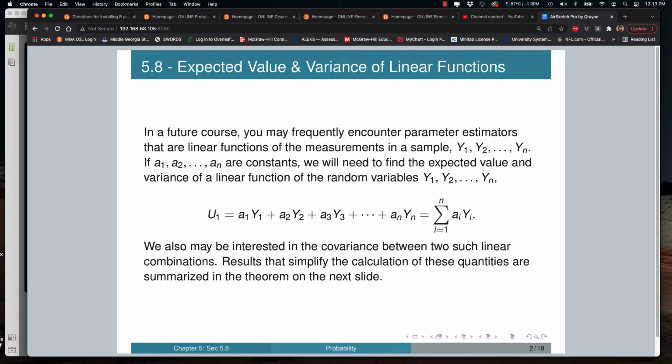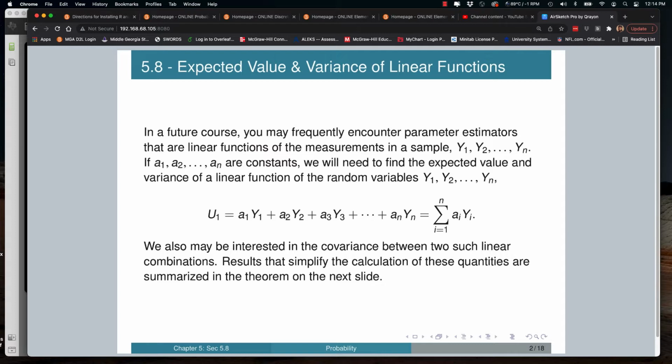But you may infrequently encounter some parameter estimators. Parameter estimators meaning parameters mu, the population mean, and sigma, or sigma squared, the population standard deviation or variance, that are in linear functions. We've kind of done stuff similar to this already, but this is taking it to a different level. So we may be interested in finding these parameter estimators that are linear functions of the measurements in a sample, where we have several random variables, y sub 1 through y sub n. And if we have constants, a sub 1 through a sub n, we would need to find the expected value and variance of a linear function of those random variables.